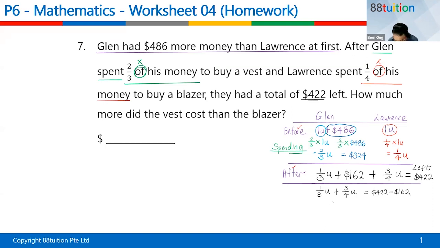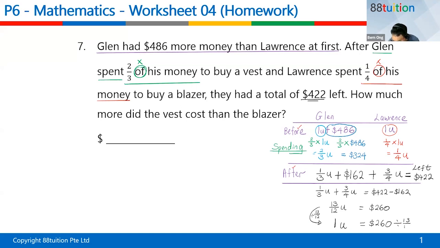13/12 unit. Are you afraid? You shouldn't be. Don't be afraid. 422 minus 162 is equal to 260. I am always looking for my 1 unit. Always look for the 1. From 13/12, how do you get to 1? You divide by itself. Always divide by itself. But if you do that on the left, remember you are supposed to do that on the right also.